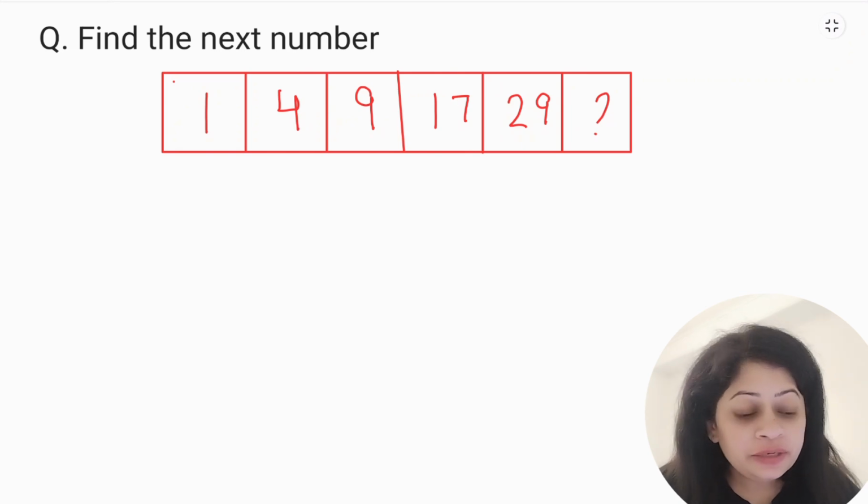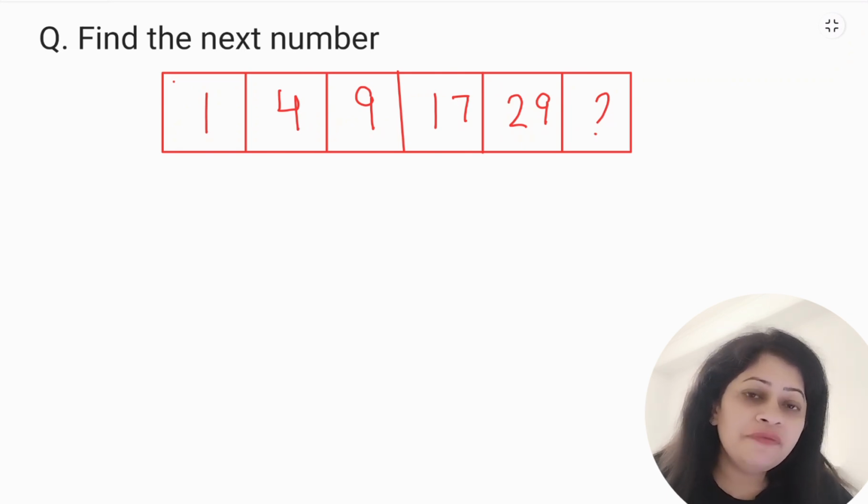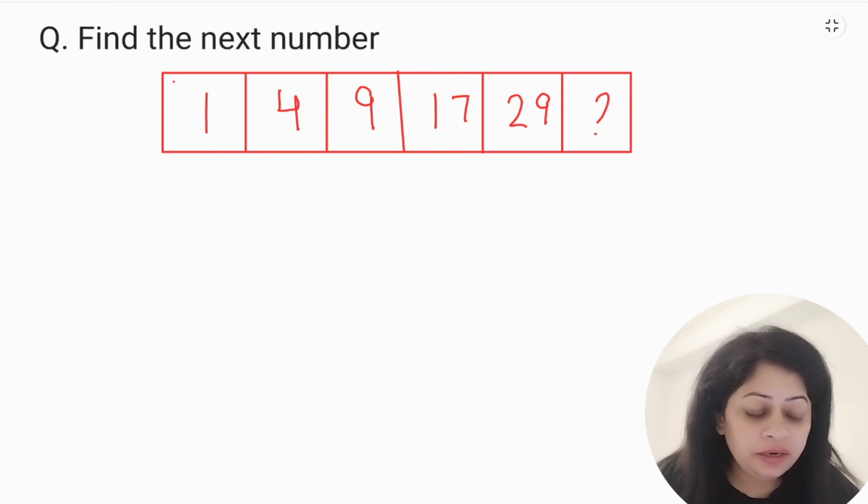So now we have a question here. They say we need to find the next number in this pattern. Whenever we get a pattern or a sequence like this, we will have to figure out what the relation between them is, right?